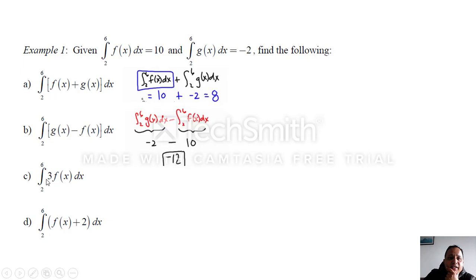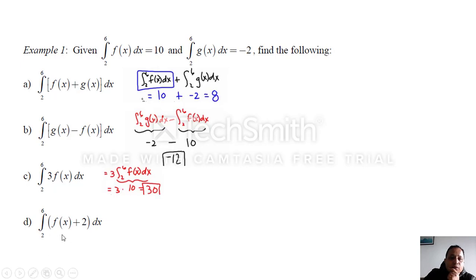Now what do you do with this one? In this one, you basically take out 3 as a constant, so you take 3 outside and substitute the value, and this is how your answer would look like. Take 3 outside, take the value, and then substitute the value. This value is already given, which is 10, so your answer is 3 times 10 is 30.